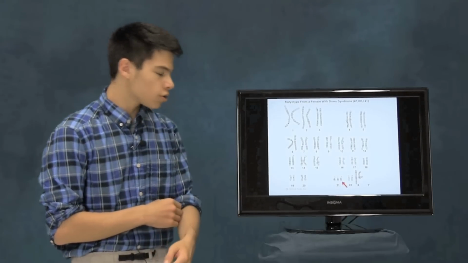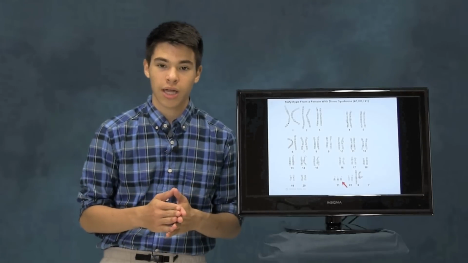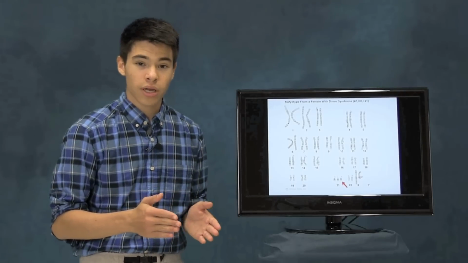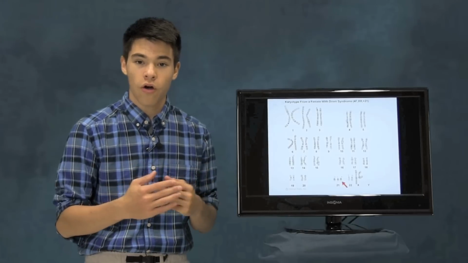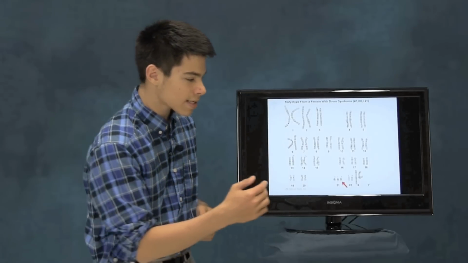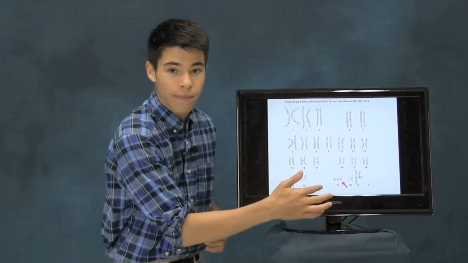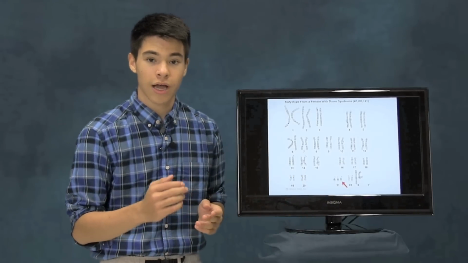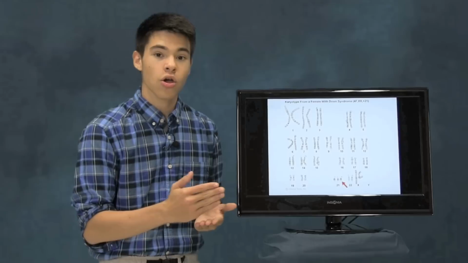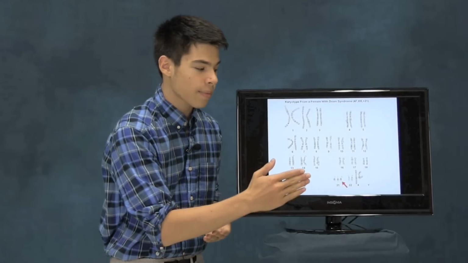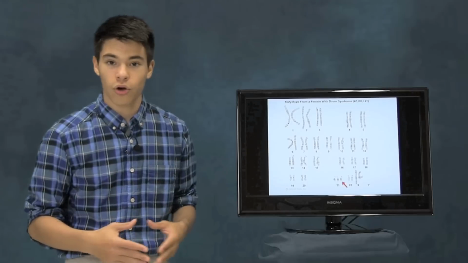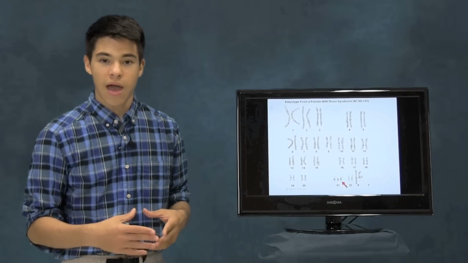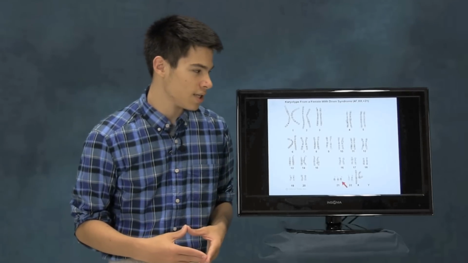So moving on to the next type of numerical change, aneuploidy. Aneuploidy occurs when you have an abnormal number of copies of 1 chromosome. So in this case, this person has 3 copies of chromosome 21. Now if you have 3 copies, it's a trisomy. So this person has 3 copies of chromosome 21, making it trisomy 21, better known as Down's syndrome. And we'll discuss this later in more detail.